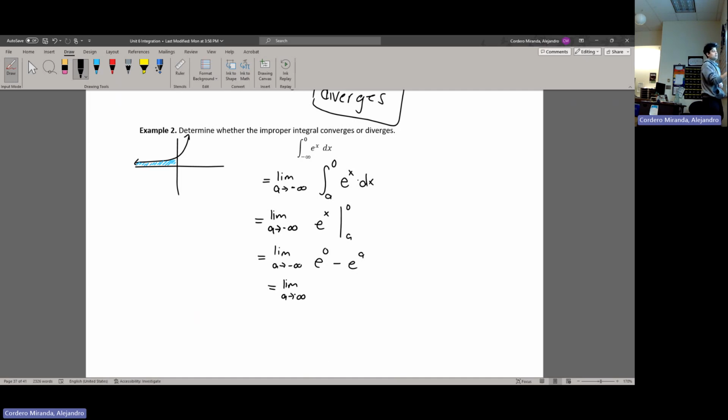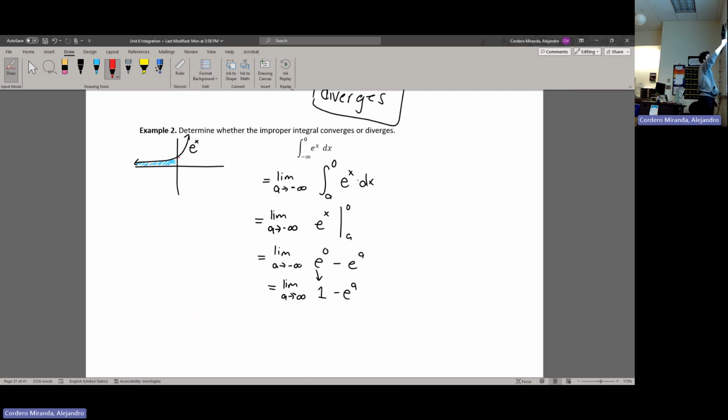Okay, e to the 0 is just 1. So 1 for this part, and then minus e to the a. So now I just need to know what is the limit as a goes to negative infinity of this function. So in other words, what is e to the a doing as a goes to negative infinity? Well, here's some good news. Look at this. We had already graphed e to the x. And so what is that function doing as a goes to negative infinity?